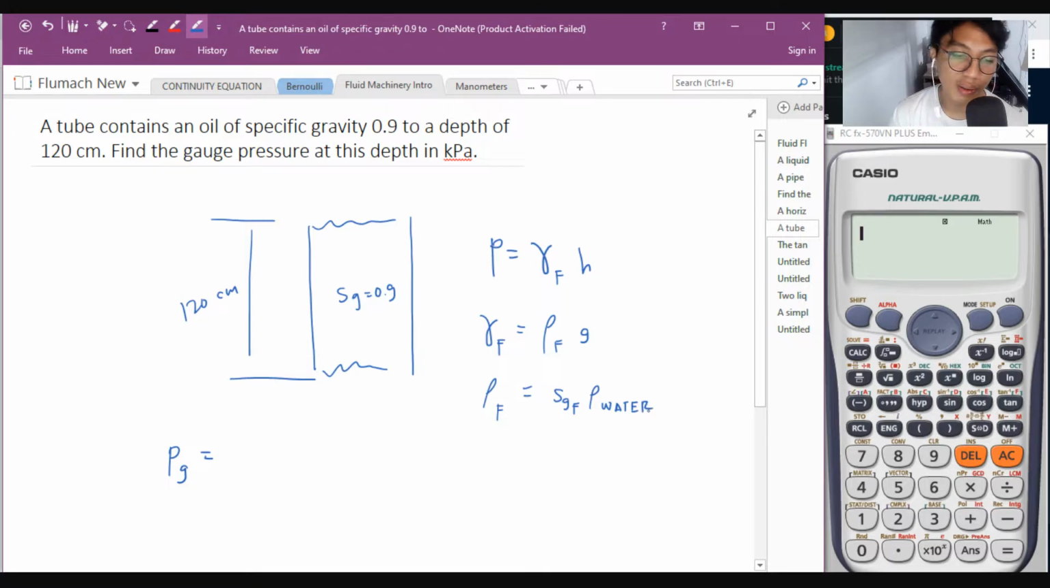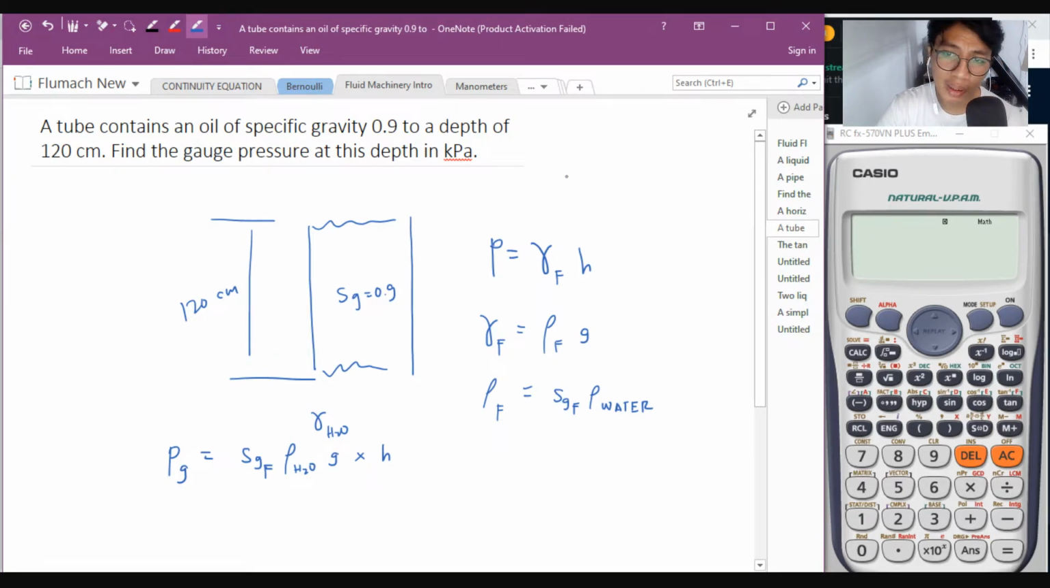Ganun lang. So, ibig sabihin, pressure now will become SG of the fluid, or the specific gravity of the fluid, multiplied by the density of water times gravity. Tandaan nyo, itong density ng water and gravity is equal to the specific weight ng water. Multiplied by the height of the column.